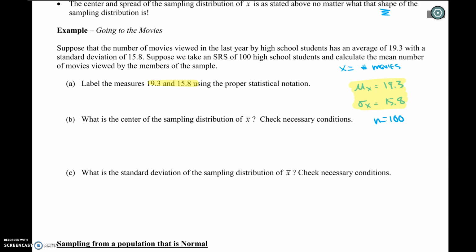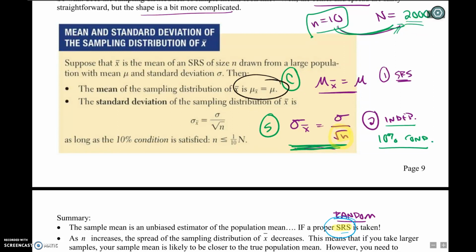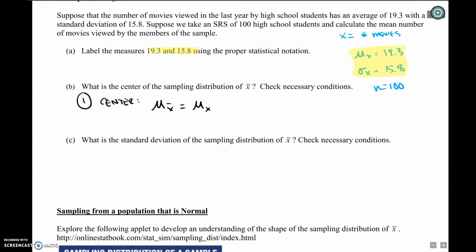What is the center of the sampling distribution? Check the necessary condition. Well, number one, the center. The mean of my X bars is equal to the mean of my population. That's this formula right here. I called it mu sub X, but it's the same thing. The mean of my sample means is equal to the true population mean. So that is 19.3 movies. No work really needs to be shown there.